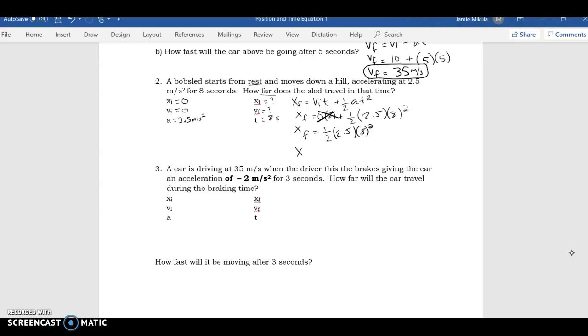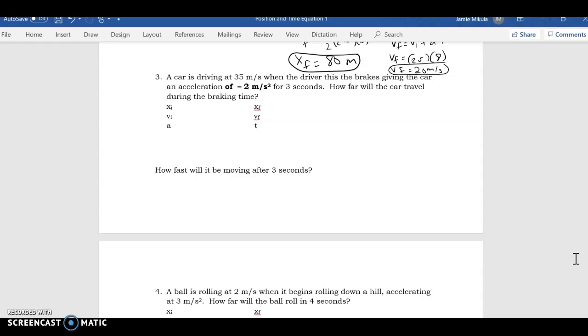So xf is equal to 80 meters. And then if he wanted to know VF, he didn't ask this, but you would just say VF equals VI plus AT. VI is 0, so I'm not even going to put that. A is 2.5 and T is 8. So 2.5 times 8 is 20. VF equals 20 meters per second.